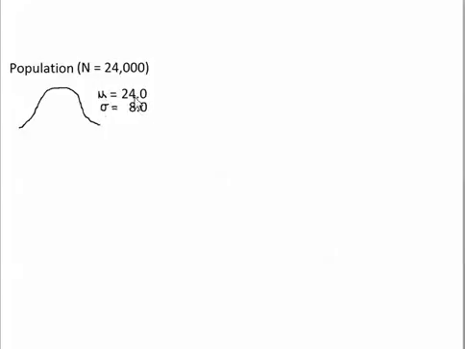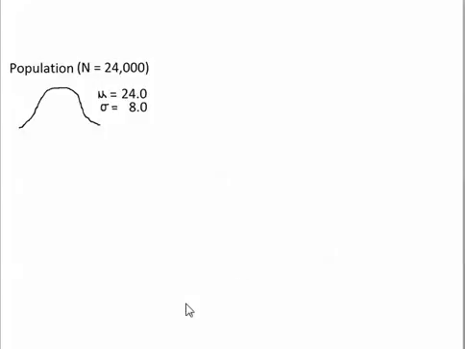Let's think about what these two numbers are telling us. I think that the mean is the easier number to understand. The mean is just telling us that in this population, the average age is 24. The standard deviation is a little bit more challenging to understand. What the standard deviation is telling us is that in this population, the average distance to the mean of 24 is roughly 8. In other words, if you looked at all of the people in this population, most of the people would fall somewhere between 16 years old and 32 years old.